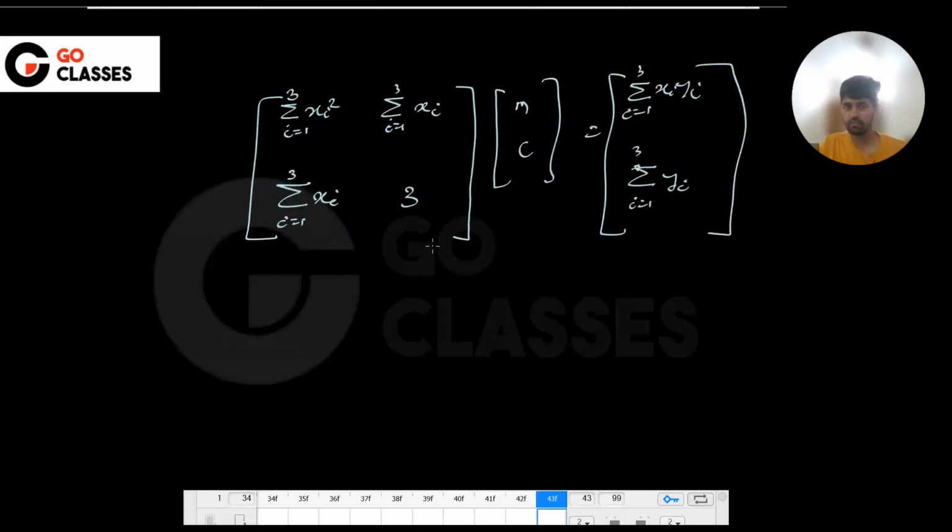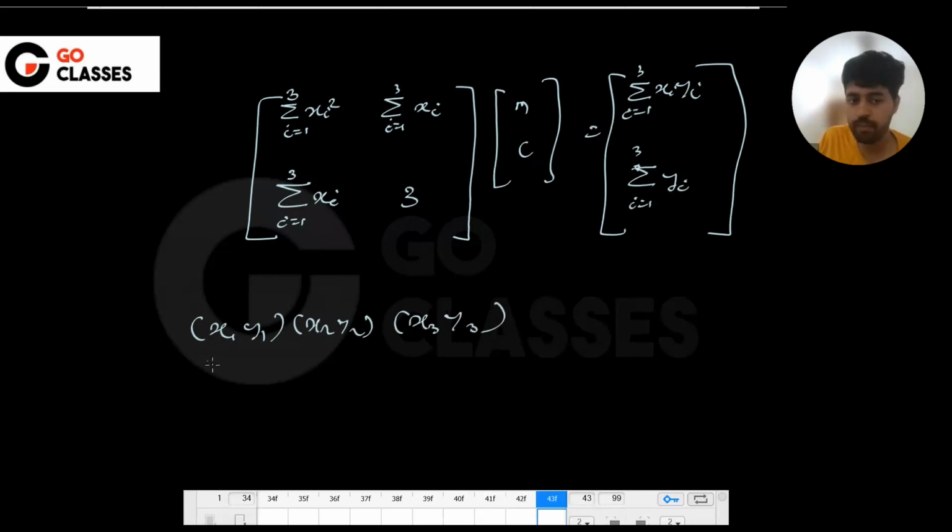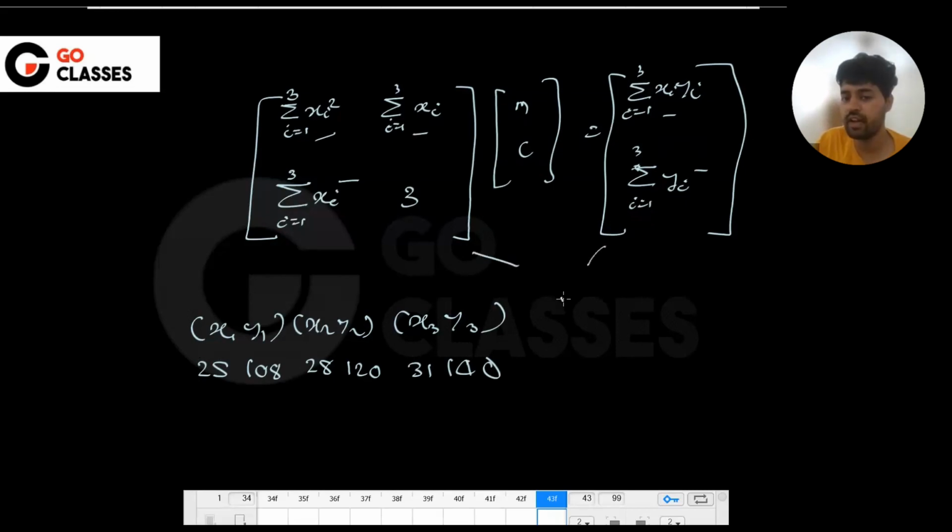Okay, so this is a linear system. We know x1, y1, x2, y2, x3, y3. We know the values of these, so we can compute all these three terms, right? We can compute all these terms based on the values that we have: 25, 108, then 28, 120, and then 31, 140. We just compute these values and solve this linear system. We'll get the m and c values, right?